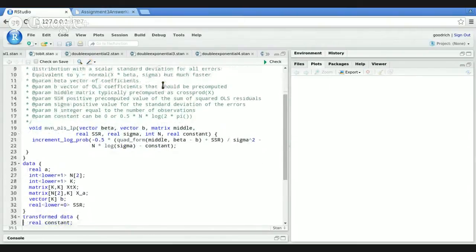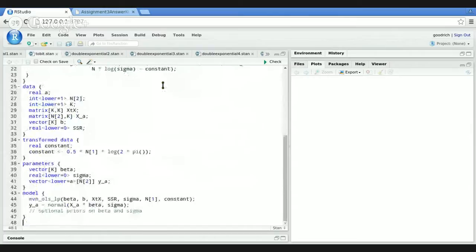And so the rest of this is fairly conventional. In the data block, we're going to pass in the threshold for top coding, A. I'm going to pass in an array of 2 integers. So N, the first element of this is going to be the number of people who are not top coded, and the second is going to be the number of people who are top coded. This is an example of using an integer array. Both of those are going to have a lower bound of 1. Similarly for K, the number of predictors we have.